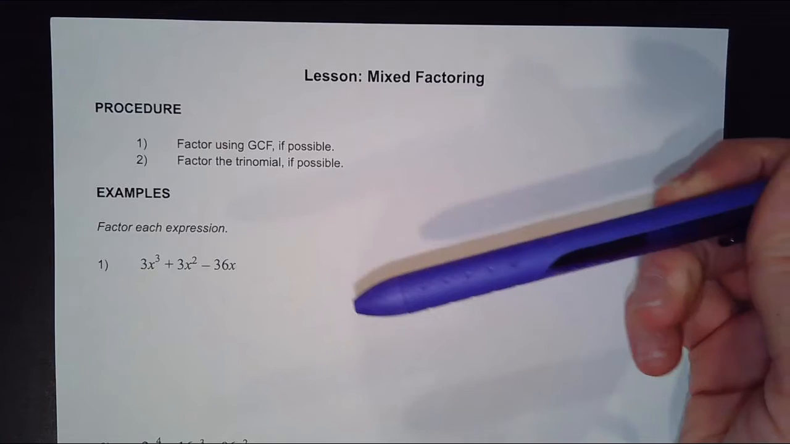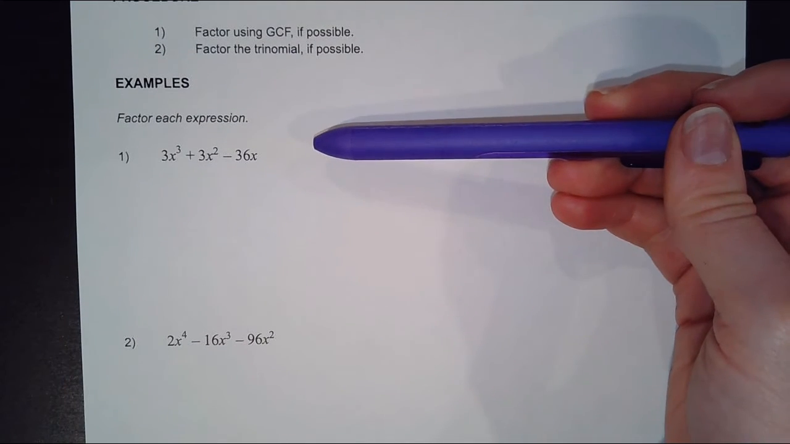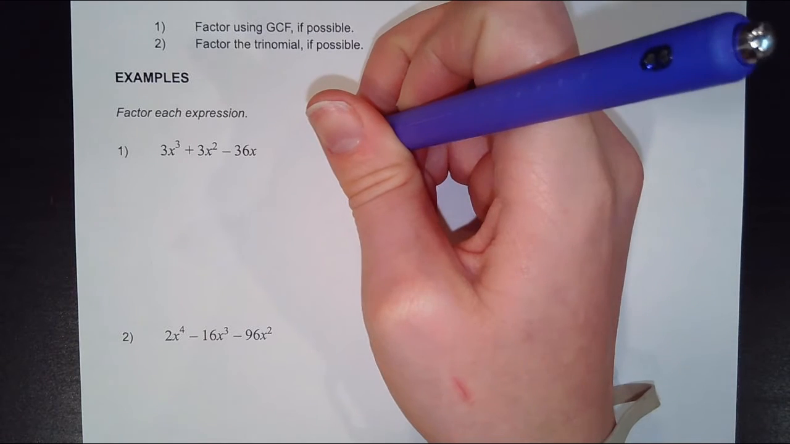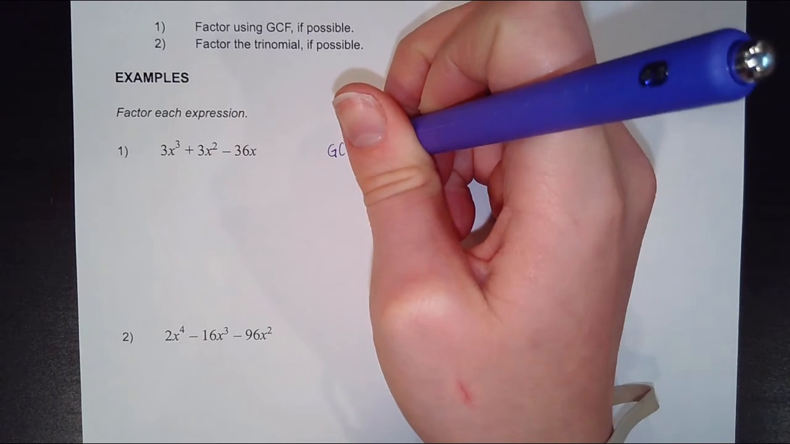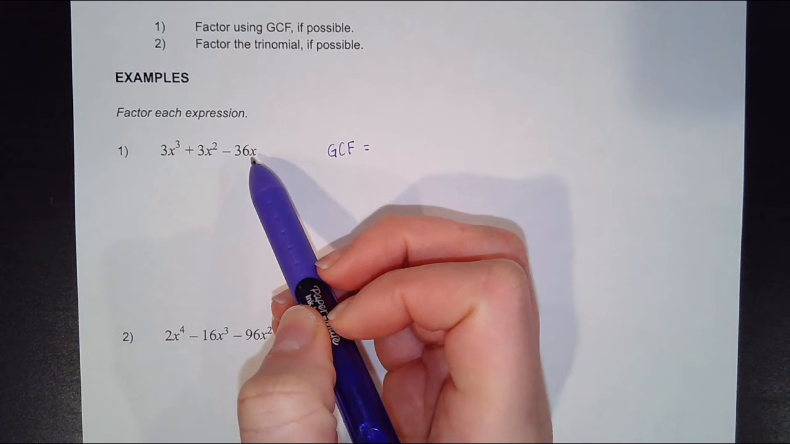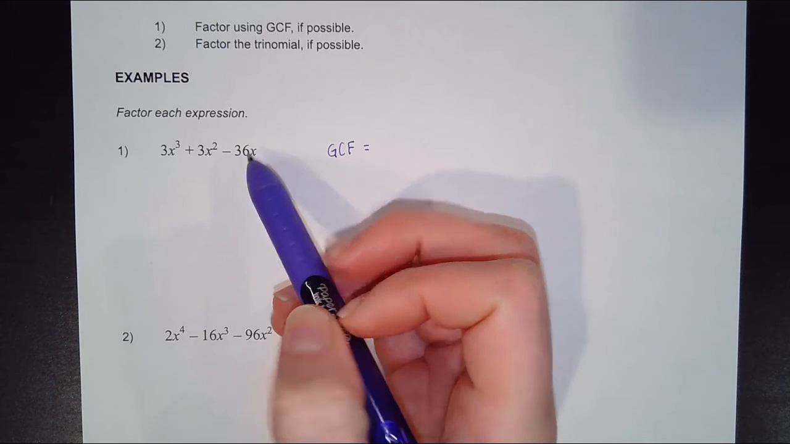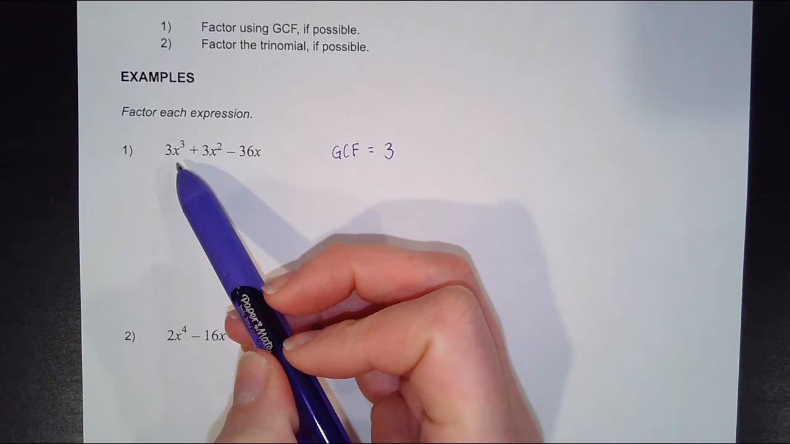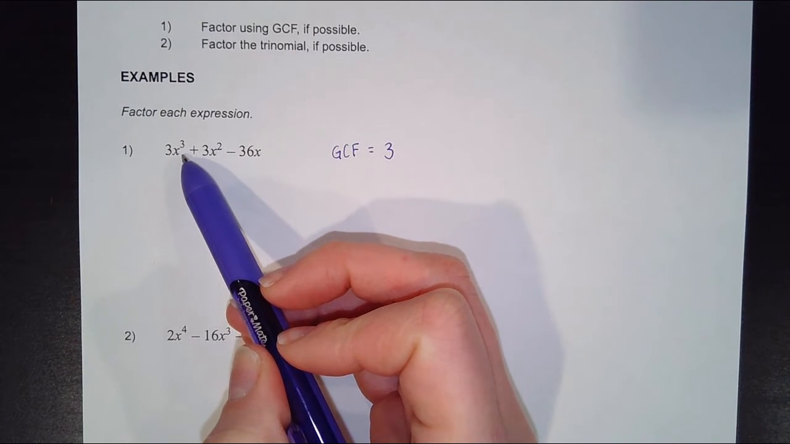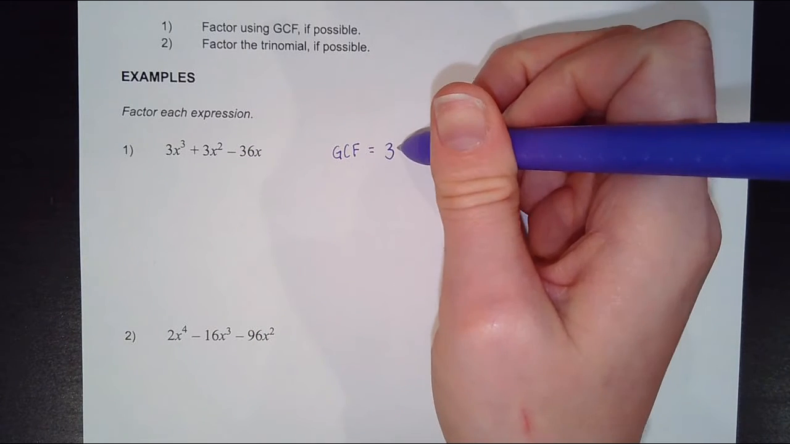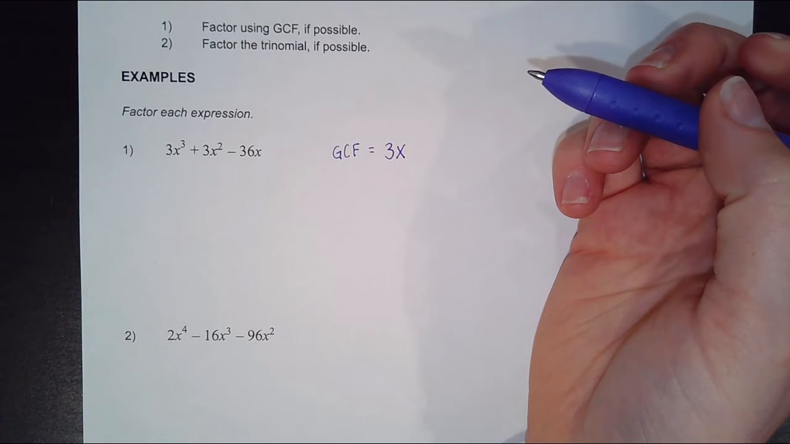Let's take a look at example number 1. The first thing we're going to do is check for a greatest common factor. So first we'll look at our numbers. We have 3, 3, and 36, and 3 would go into all of those. So our number will be 3. Looking at our variables, we want the smallest exponent. So we have an x cubed, an x squared, and an x. So our smallest one would be x. So 3x will be the greatest common factor.